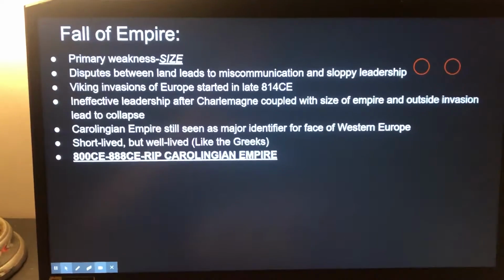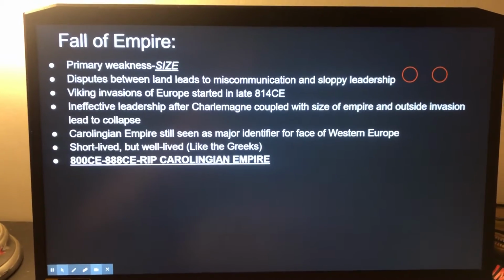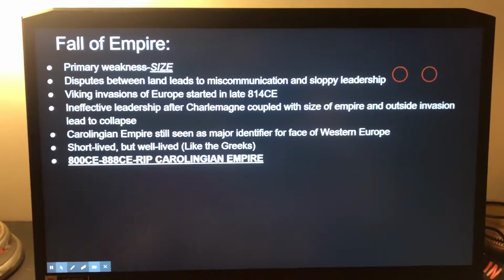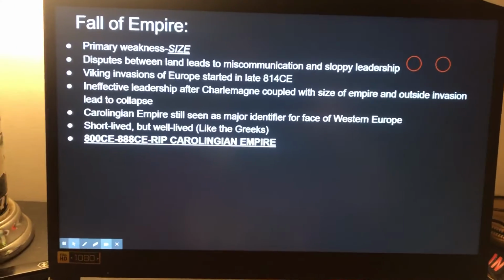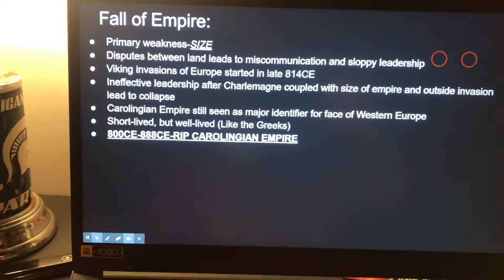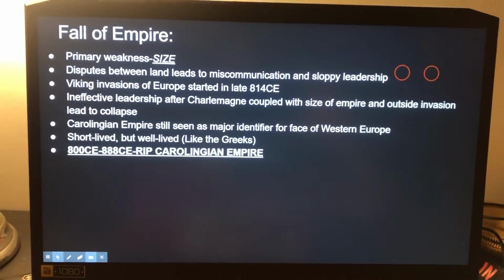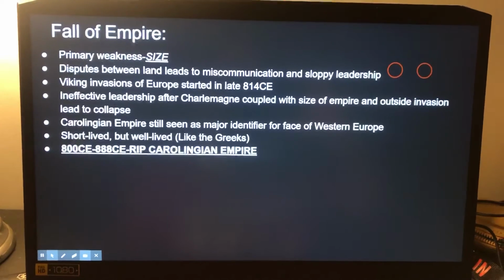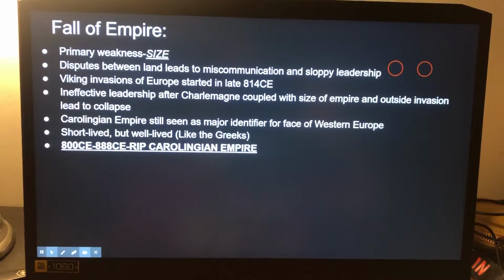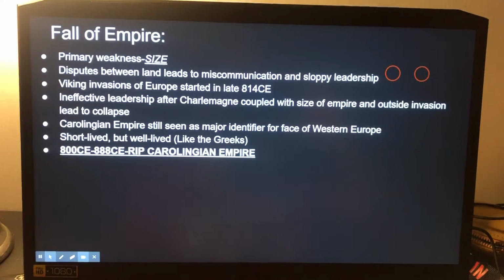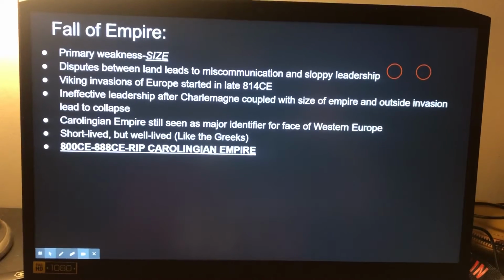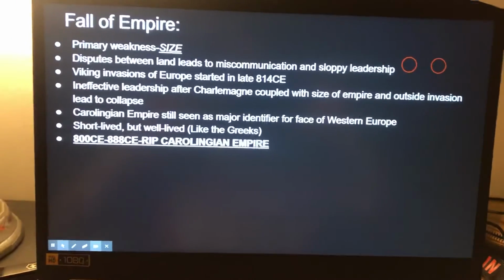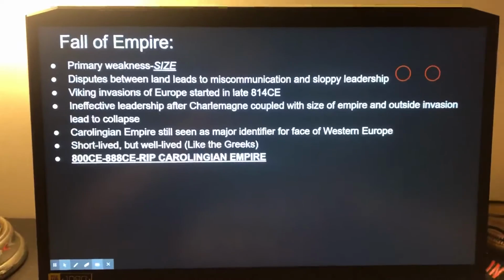Fall of the empire. Primary weakness, like every good empire, was its size. There were disputes over land, which led to miscommunication and sloppy leadership after the death of Charlemagne, of course, because Charlemagne would never let this happen. This was not a good time to be having that, because the Viking invasions of Europe started in late 814 Common Era, which in the end, ineffective leadership, coupled with the size of the empire and outside invasions, led to the collapse of it.